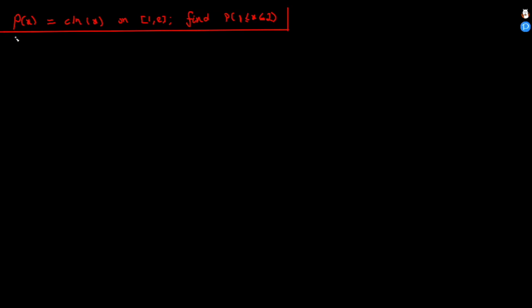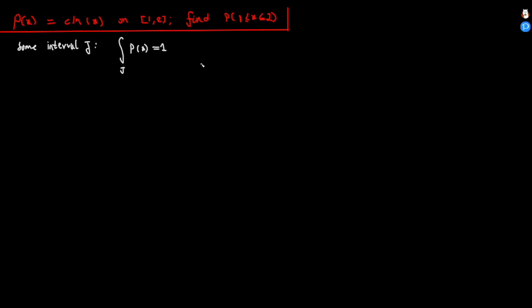First of all, let's recall that for some interval j, the integral over j of the probability density function is equal to 1. So what that's saying is, if x is defined over this domain, then it's certain, probability 1, that x takes some value in that domain.